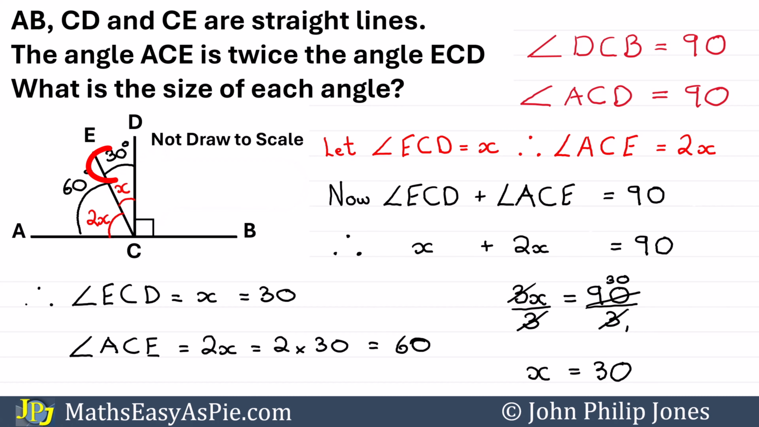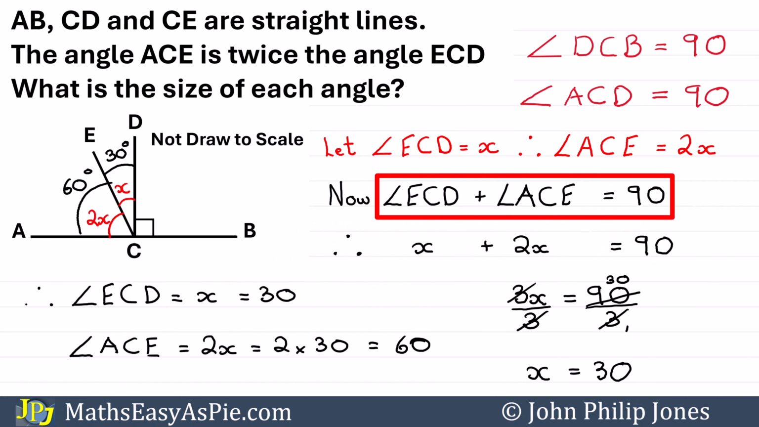If we add this 30 degrees to this 60 degrees, we get 90 degrees, and we can see that that agrees with this calculation here. Consequently, we've checked our own workings.